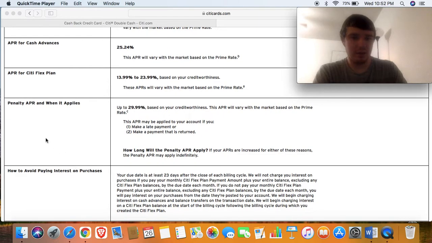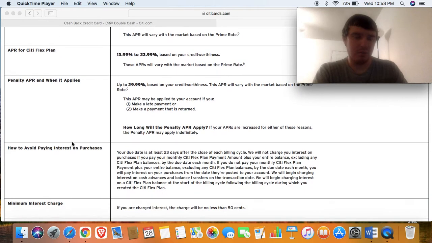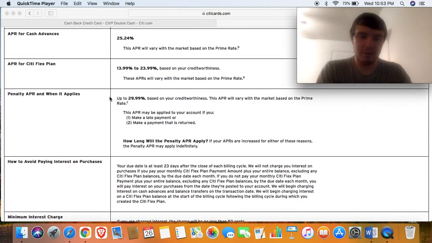Now, right here, this box is where we get into some interesting stuff. This box right here is penalty APR and when it applies. Now, the penalty APR for the Citi is 29.99%. This box is something you always want to read and understand, because if you screw up, this will apply to you. And it can hurt you very significantly, especially if you carry a balance of any kind. Which, don't carry a balance, most of this stuff won't apply to you.